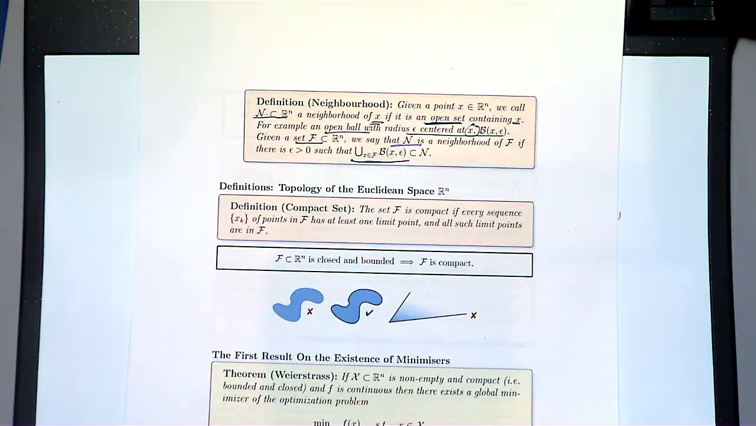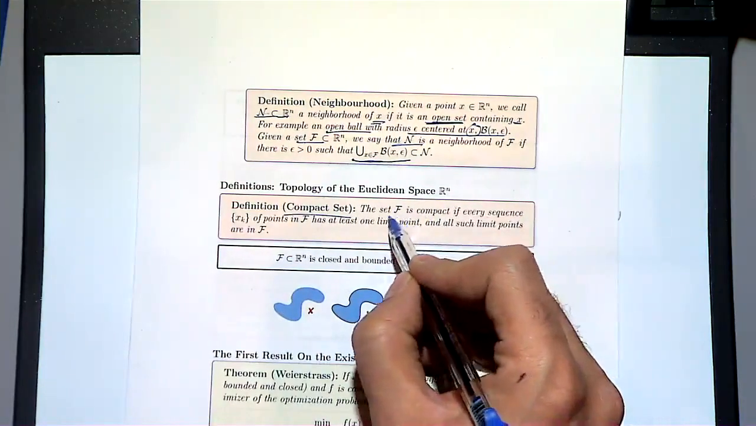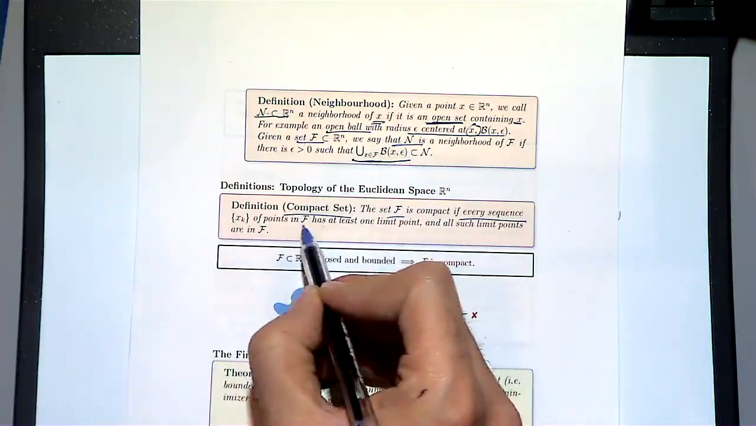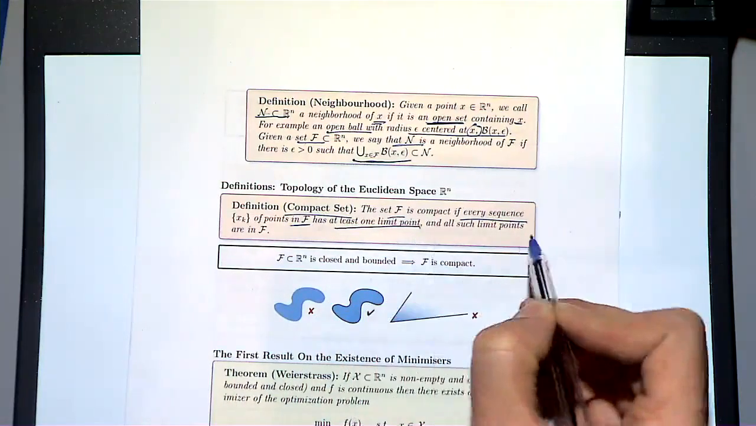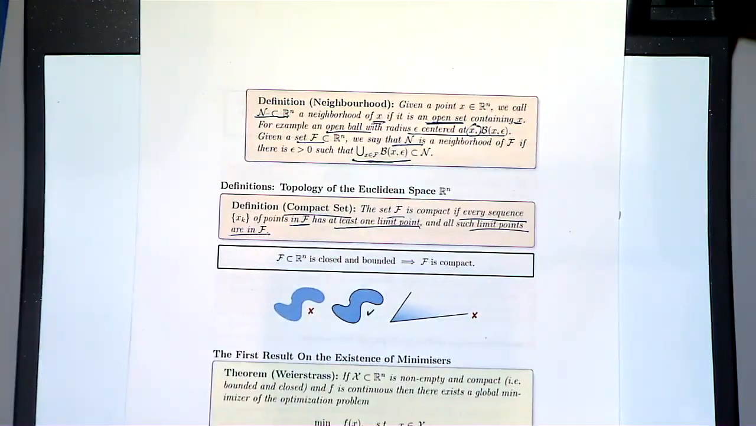Another important definition is the definition of compact sets. We call a set F compact if every sequence in F has at least one limit point, and all of them remain in F. Now in Euclidean spaces, if F is closed and bounded, it is compact. Go and check the definitions that we use, why it's the case.